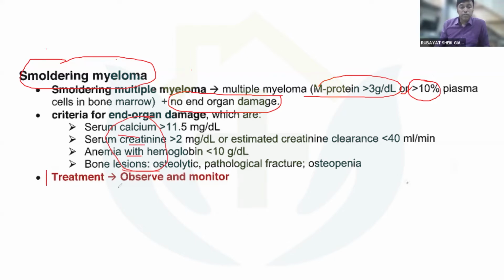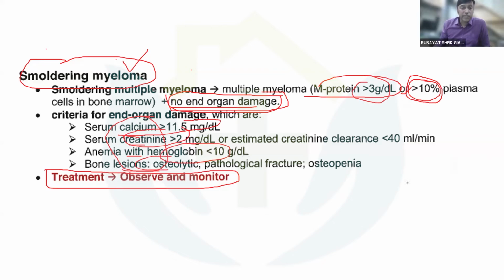What is the importance of this condition? Please observe and monitor and follow up. They are also at risk of developing myeloma in the future. So any case where you have a paraprotein level more than 3 gram, plasma cells more than 10%, no organ damage, it will not be mentioned like this, that there is no organ damage. You will be given a normal calcium level. You will be given a normal creatinine level. You will be given a normal hemoglobin level, a normal X-ray. Please answer smoldering myeloma.